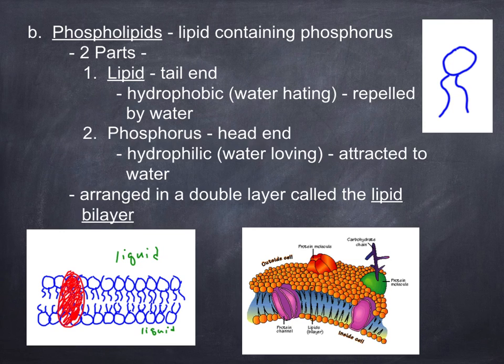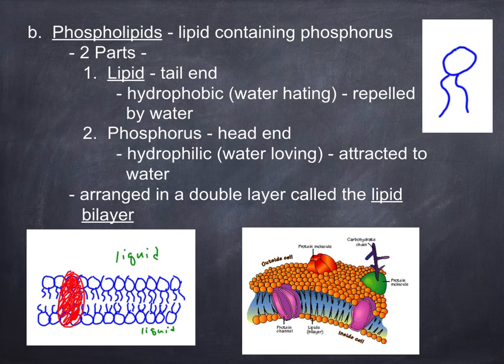The second part is the phosphorus. And the phosphorus is the head end. So that would be this little circle up here, and the circles on this one, and the circles on this one. So they are hydrophilic, which means they are water loving. So they're attracted to the water. So they want to touch the water.